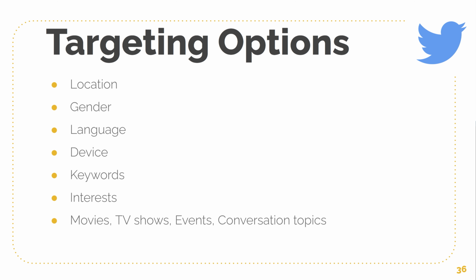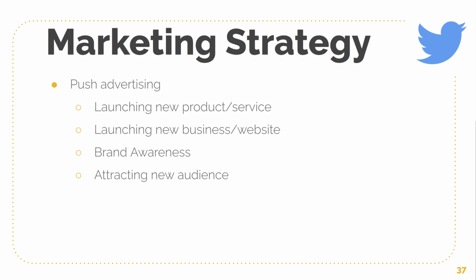So, for example, if I like tweets about cats, you can find me underneath keyword cats, if you're selling cat food, for example. Marketing strategy on Twitter is still pushed advertising. You can launch new product and service, launch new business and website, brand awareness, and attract new audience. And new audience on Twitter means really new audience. You can target by keywords, by interests, by conversation topics. These are definitely new options to target. And that's something that is not similar to any other social media platform.